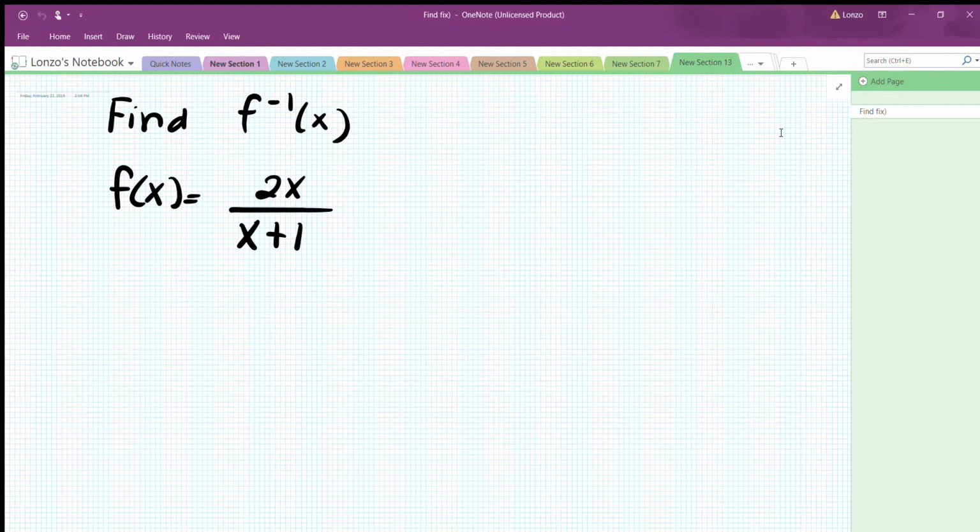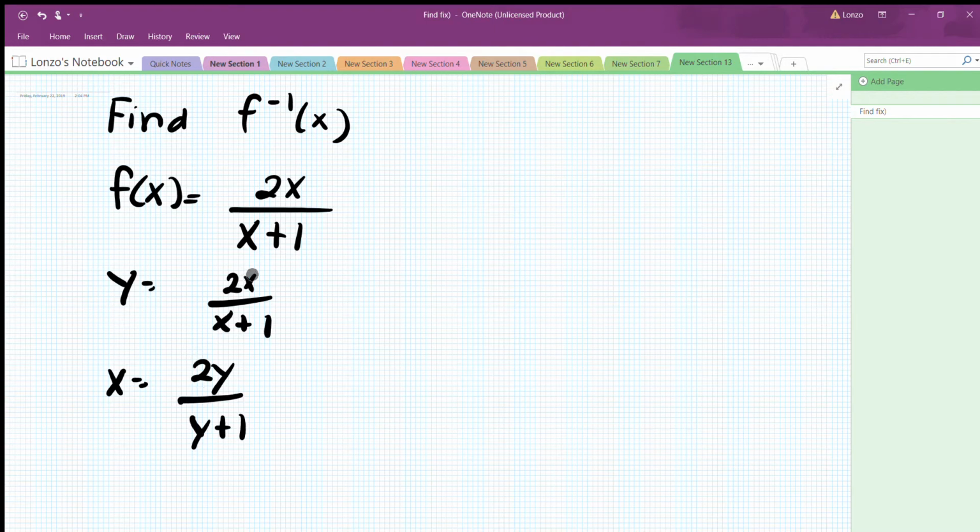So let's do this rational. We have to find the inverse of this rational function. First step, replace f of x with y. So it's going to be y equals 2x over x plus 1. Then the second step is switch the x and y. So this is going to be x equals 2y over y plus 1, right? Wherever you've seen x, you replace that with y, and wherever you've seen y, you replace that with an x. The third step is to solve for y. So let me rewrite it right here. x equals 2y over y plus 1.